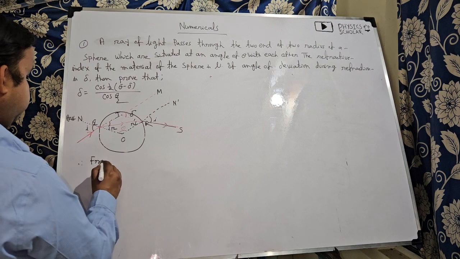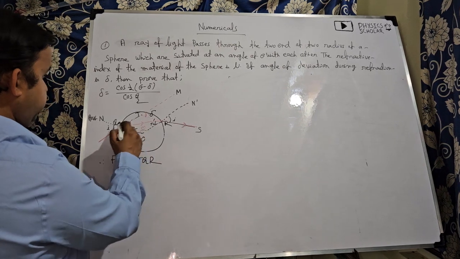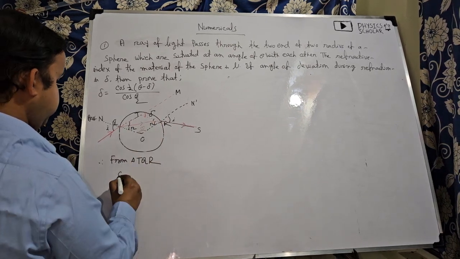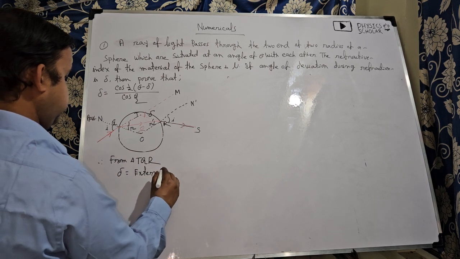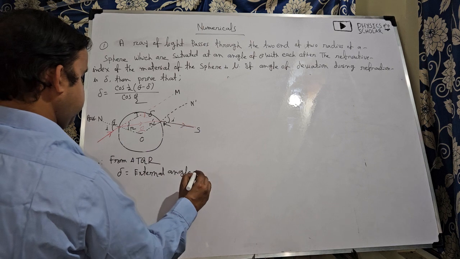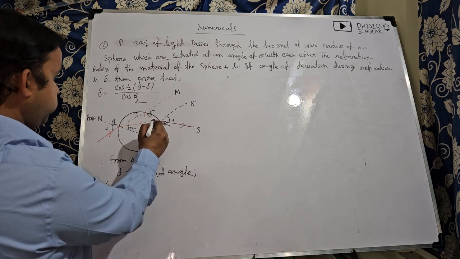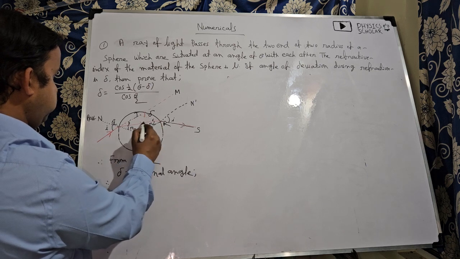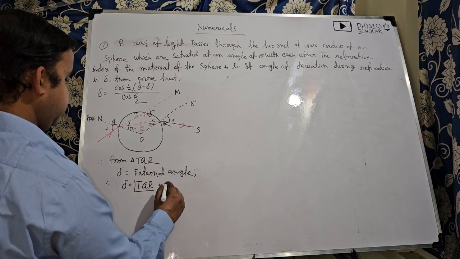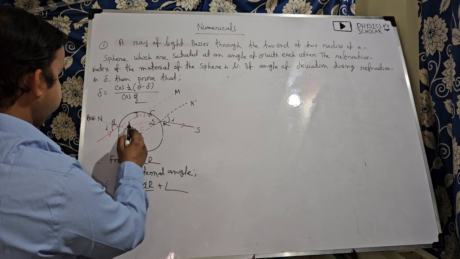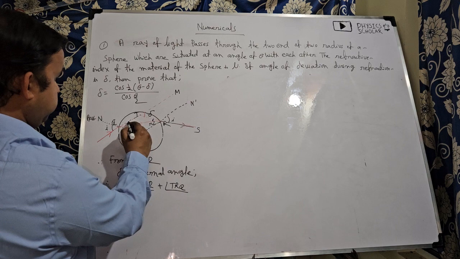From triangle TQR. TQR is a triangle. So delta is equal to the external angle. Okay. So what we can write? Delta is equal to the summation of the two internal angles. Okay. So angle TQR plus angle TRQ. This will be the summation of these two.